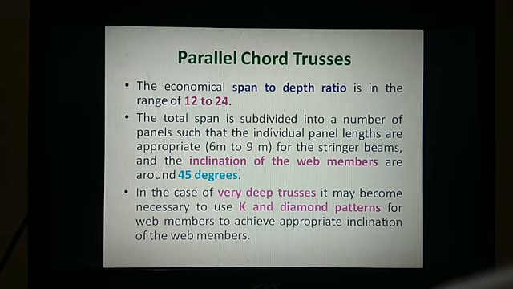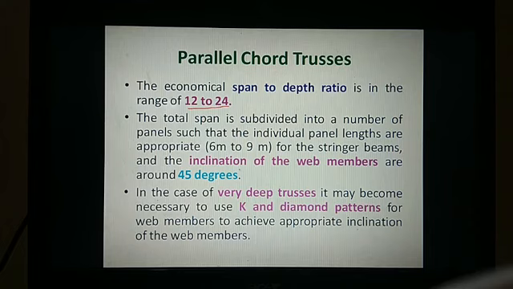And coming to its economical span, you can make use of this parallel chord truss for spans of 12 meters to 24 meters, with a span to depth ratio in the range of 12 to 24, right? The total span is subdivided into a number of panels such that the individual panel lengths are appropriate, 6 meters to 9 meters for the stringer beams. The inclination of the web members is around 45 degrees, so it can also be accommodated.